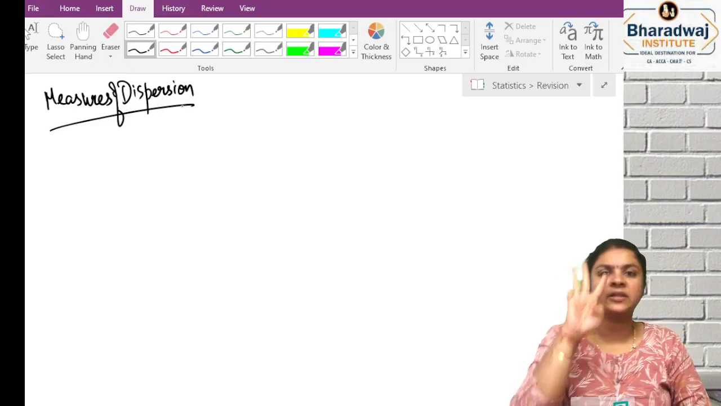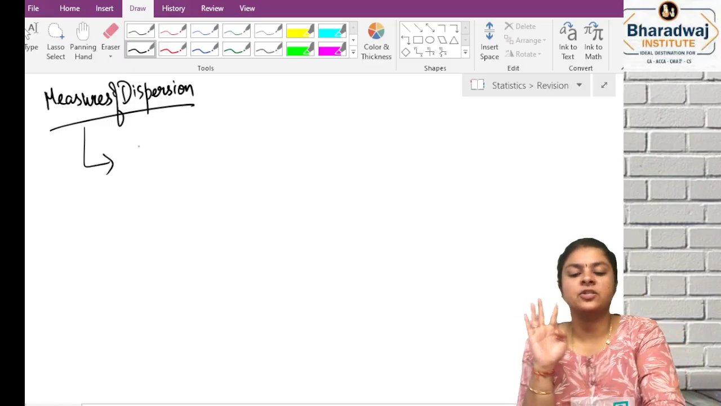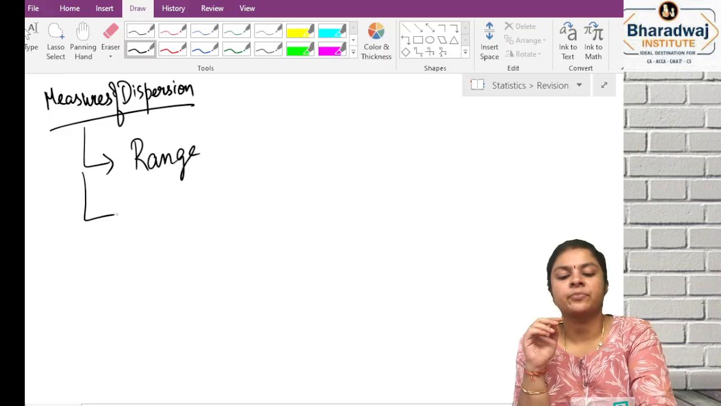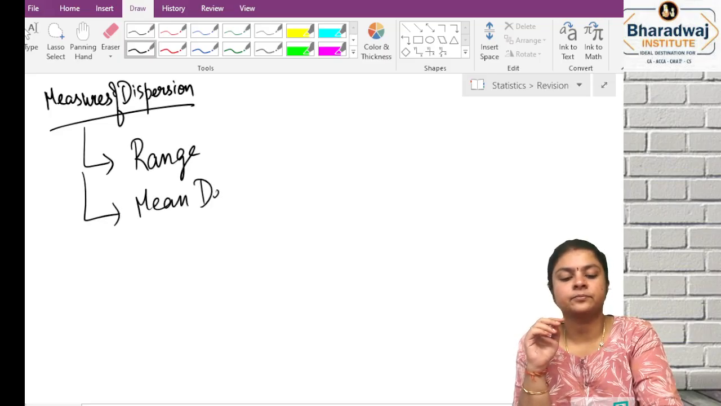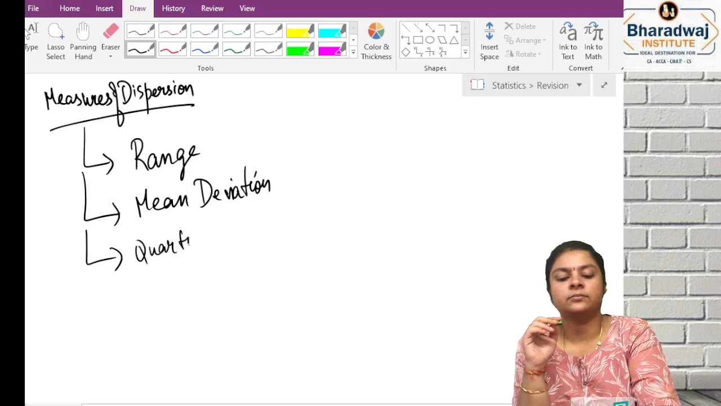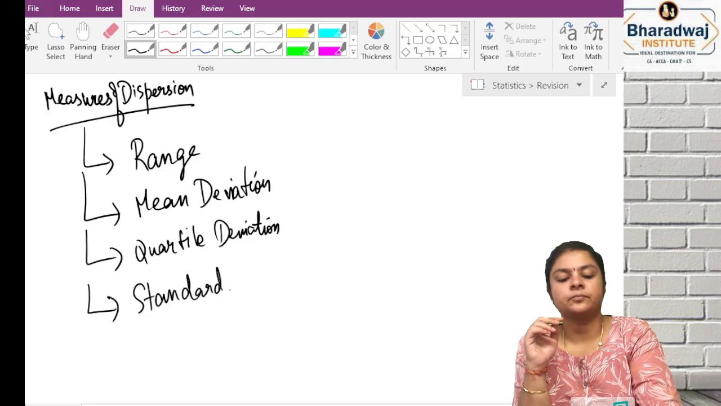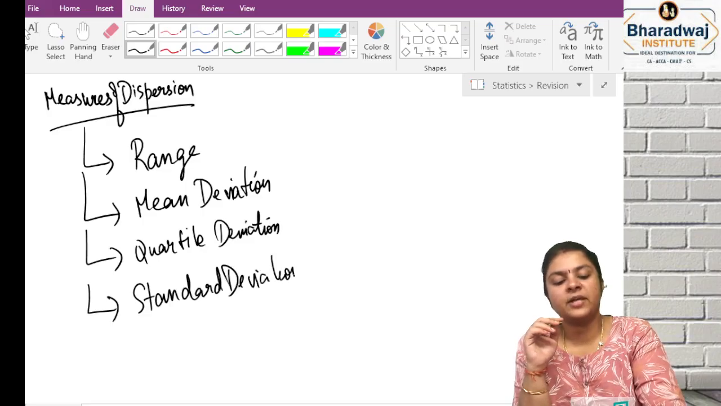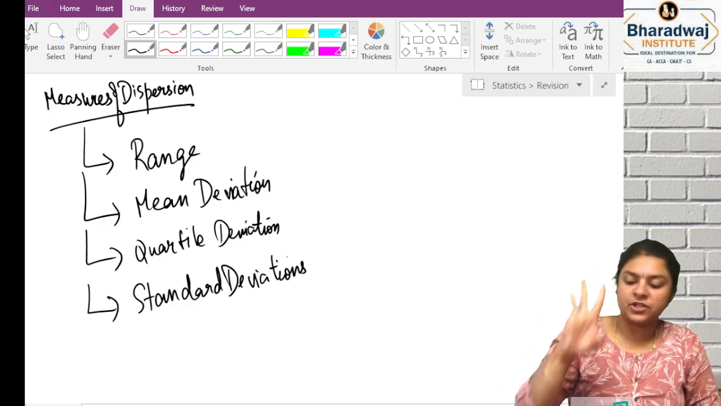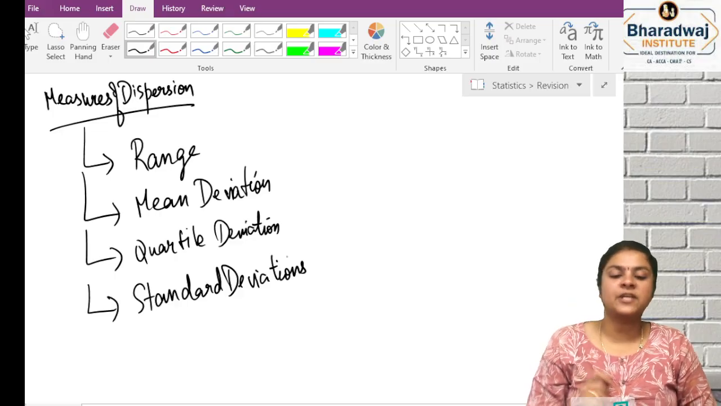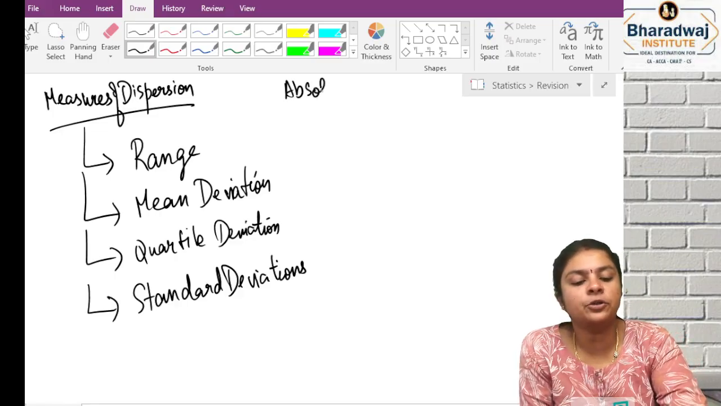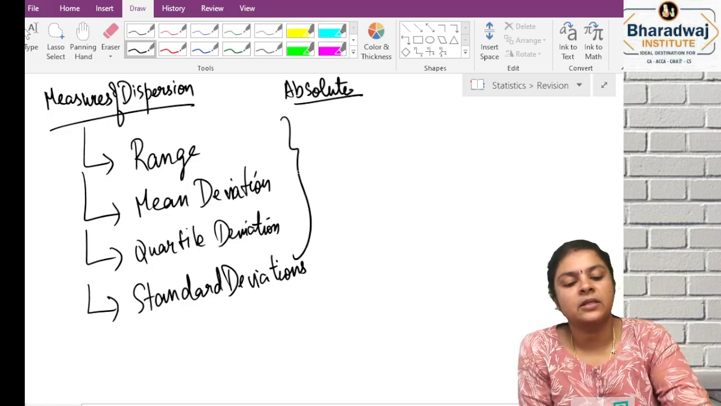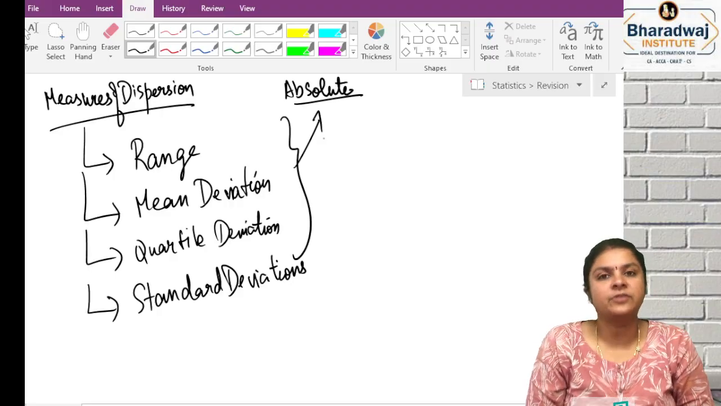Whenever we speak of dispersion, there are four measures. What are the four measures of dispersion? Range, mean deviation, quartile deviation, and standard deviation. So how many measures of dispersion do we have? We have four measures of dispersion. And these measures are called the absolute measures of dispersion.